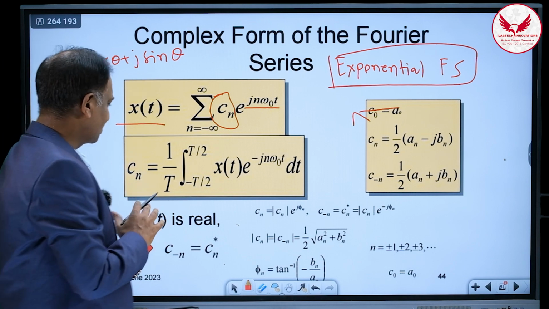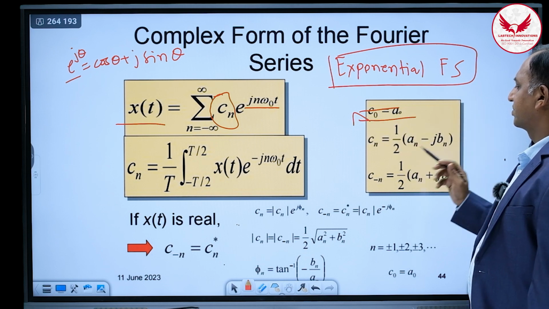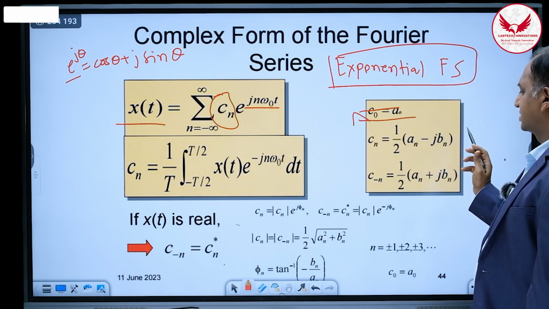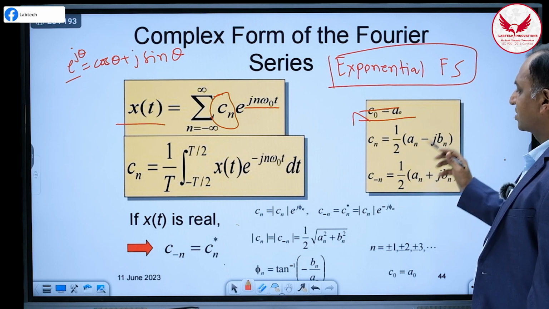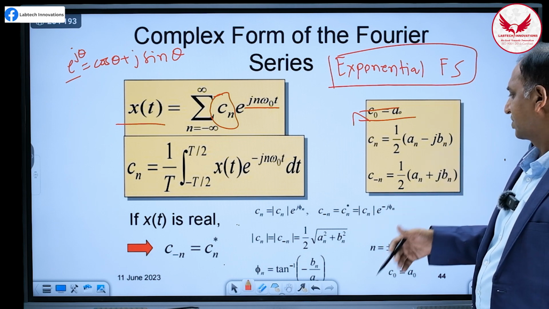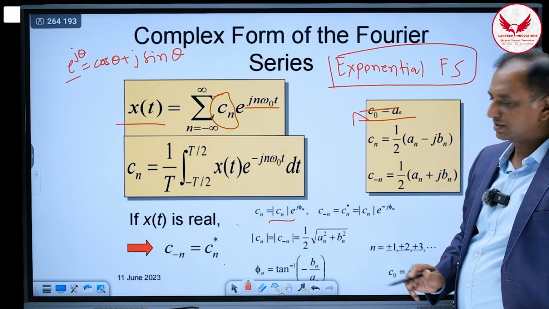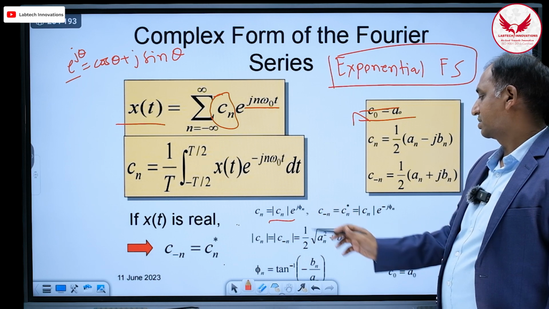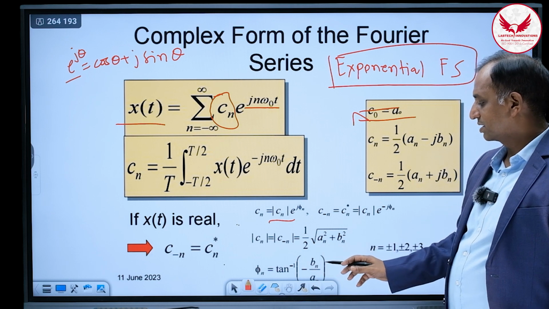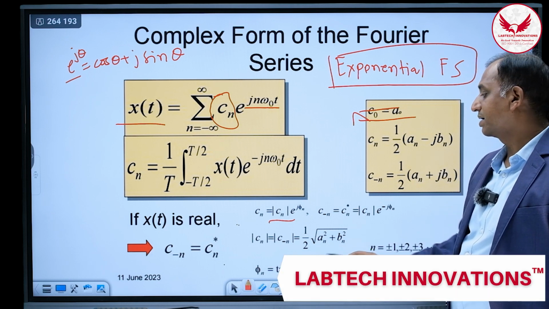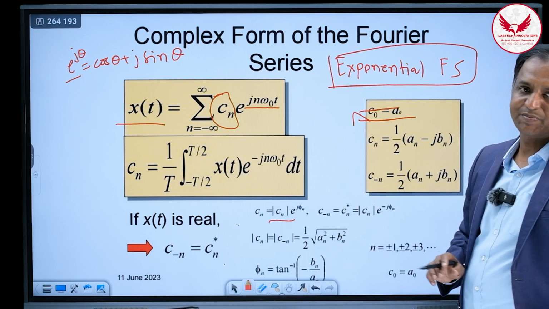All are the same, and if you compare the trigonometric and exponential Fourier series, here c0 is equal to a0, cn is equal to 1 upon 2 times an minus j bn, and c minus n is equal to 1 upon 2 times an plus j bn, which are complex conjugates of each other. And if x is real, you can find the magnitude and the phase value. Mod of cn is called the magnitude, and e raised to j theta n is the phase. You calculate theta n as tan inverse of minus bn by an, where bn is the imaginary part of the signal and an is the real part.